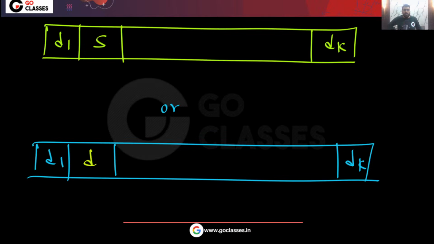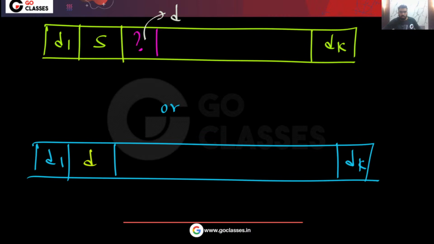Now you tell me, if I am putting a sign, then what should this be? If I am putting a sign here, then what should this value be? This must be a digit. Yes or no? Agree with me? Look at this and tell me, yes, this must be a digit. So you must have a digit here.